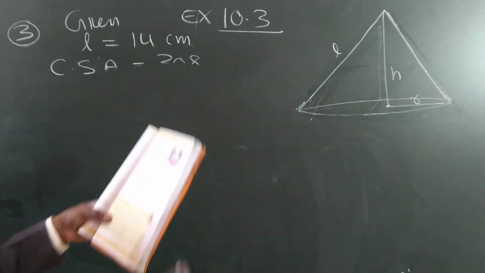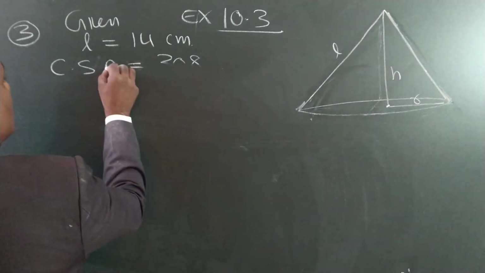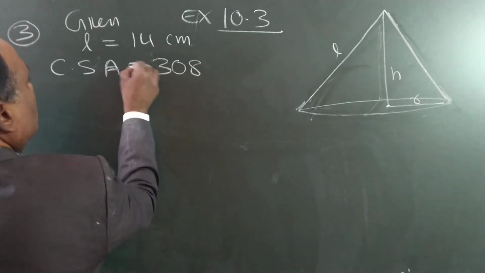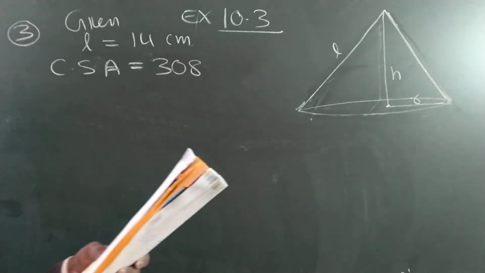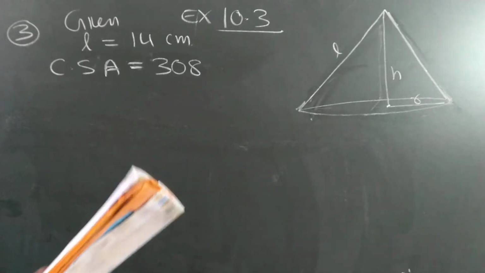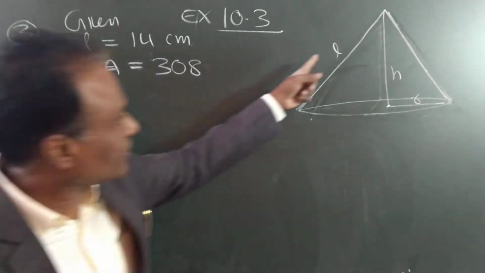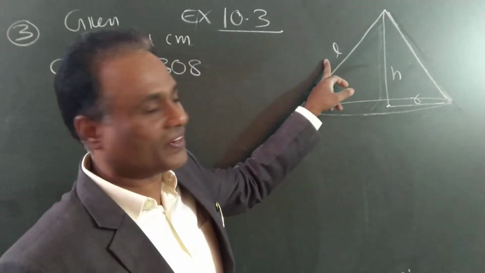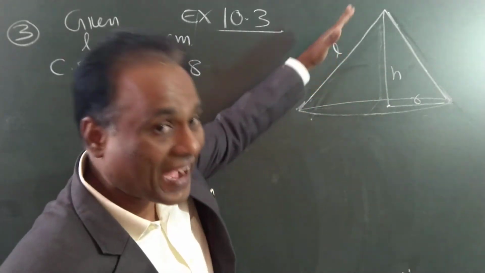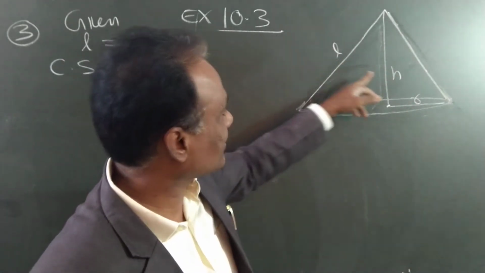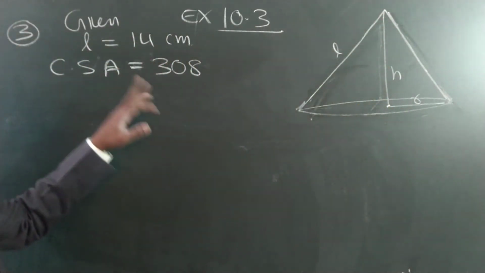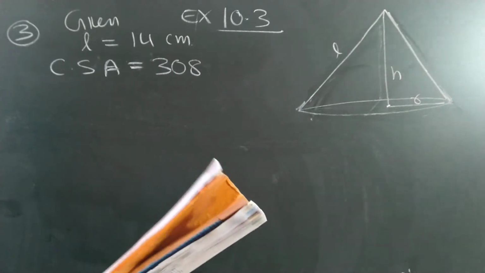Slant height is equal to 14. Curved surface area is 308. Slant height symbol is L. This is the slant height, this is the height. Height is different, slant height is different. If it is inclined, this is slant. It is slant, no? Slant height. This is the actual height. So slant height is given as 14 and curved surface area is 308.